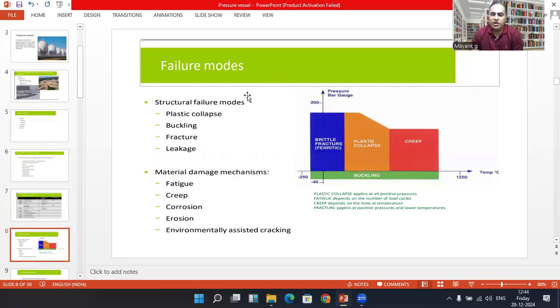The reason it is important to properly design the pressure vessel is because they are subject to certain kinds of failures. These are the certain failures which can occur in a pressure vessel: plastic collapse, buckling, fracture, leakages. We have to take into consideration all these failure modes while we are designing any kind of pressure vessel. Then we have the material damage mechanisms: material damage due to fatigue, creep, corrosion, erosion, or environmentally assisted cracking.